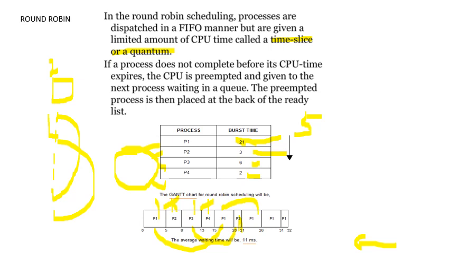Next for P4, where is P4? You should check from here. So for P4, it is 13 milliseconds. Okay, this is all about round robin, and I hope you all understood.